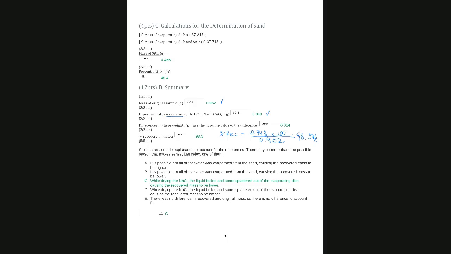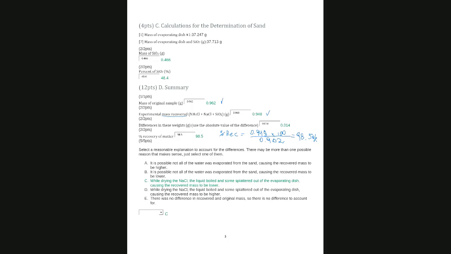If this recovery is lower than 100%, that means that you lost matter while drying or evaporating the sodium chloride. At some point, you lost some liquid because the weight is lower. Something splattered out of the evaporating dish. That's why the recovered mass is lower than 100.